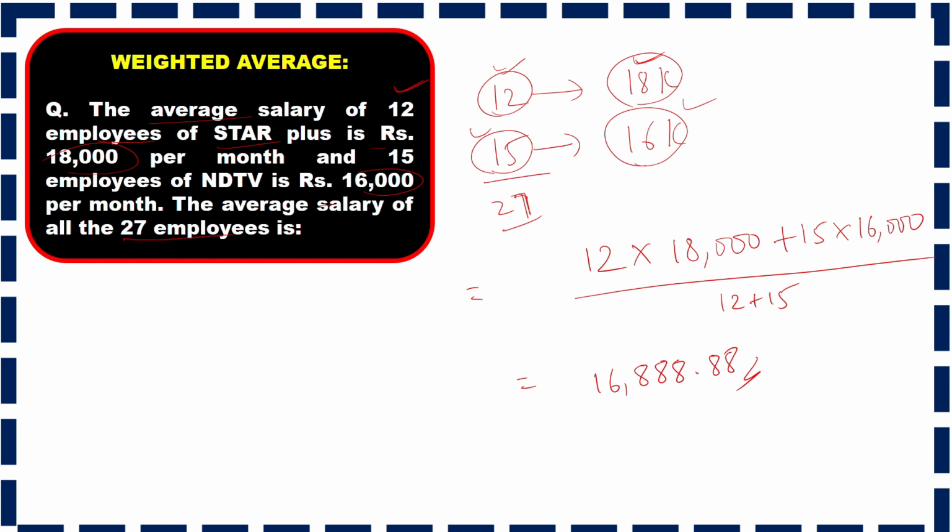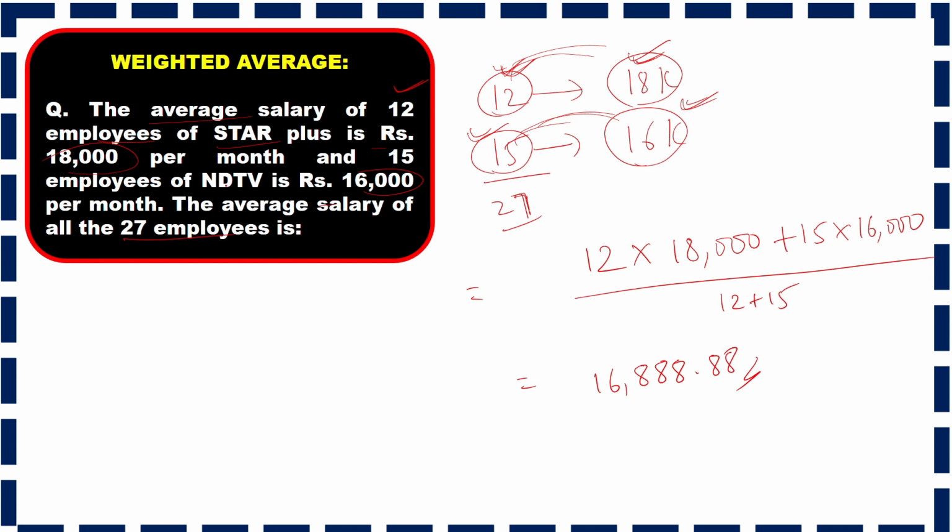Why this is known as weighted average is that we're calculating the average for different quantities, different groups, average of groups instead of individuals, with different numbers of elements. Here we have 12 elements, here we have 15 elements, and the salary is also different. It's not the same. So whenever we calculate like this, we multiply the values. So what is meant by weighted average?